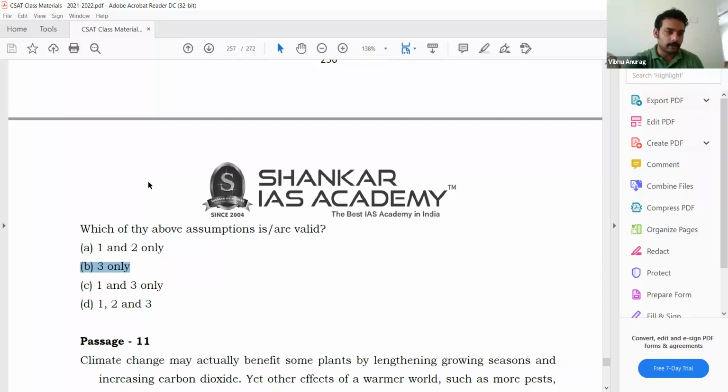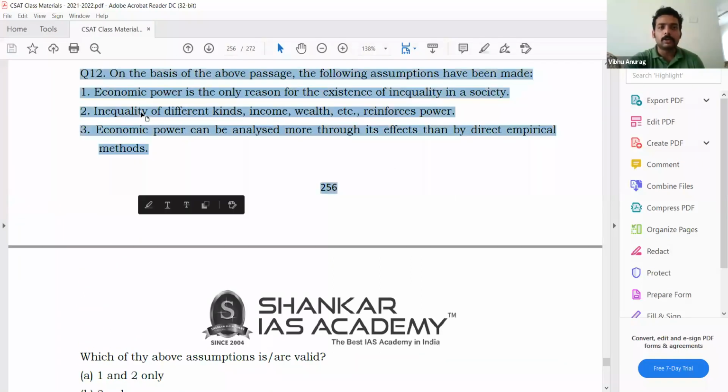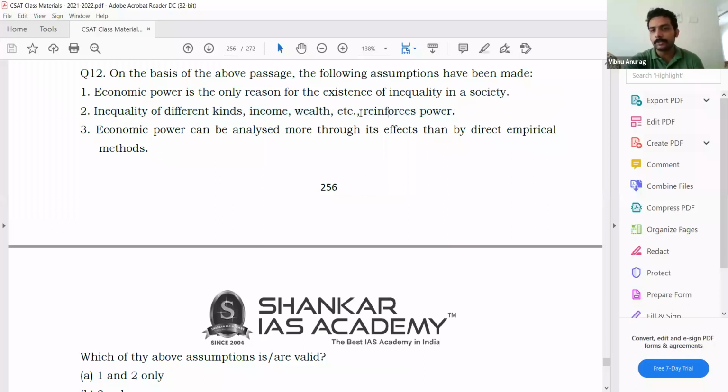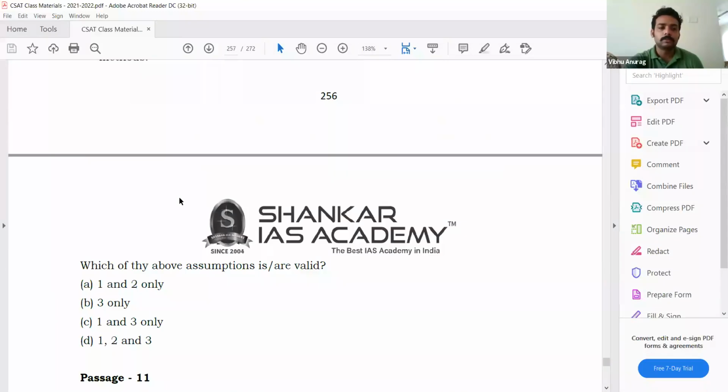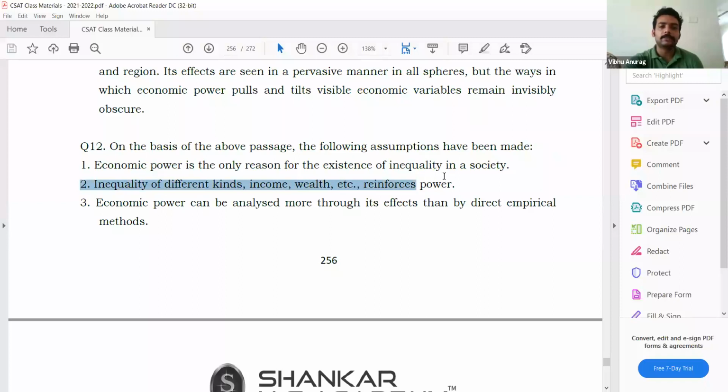Oh, why second option is not valid? This one, because it's not given that inequality strengthens power. To reinforce means to strengthen. What's given is power is the cause of different kinds of inequalities. But does inequality further strengthen power? We don't know that. The passage doesn't talk about it. So, because of that, the second assumption is not valid. First one is not valid because it's an extreme option. The author is not implying that it's the only reason. And he's saying that it's difficult to observe it, so it can be analyzed through its effects.